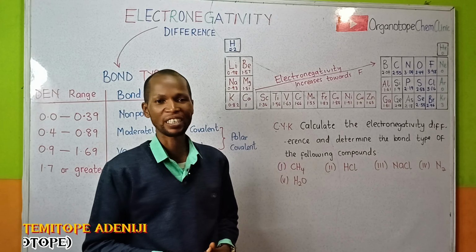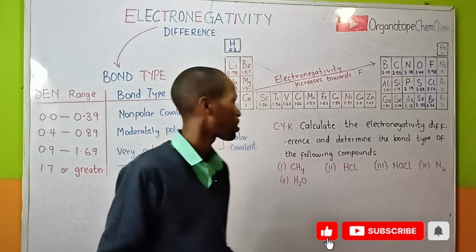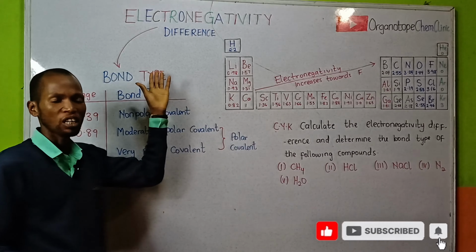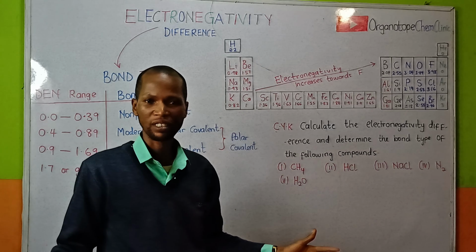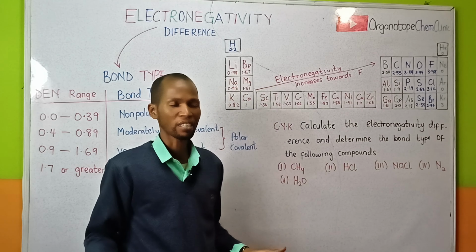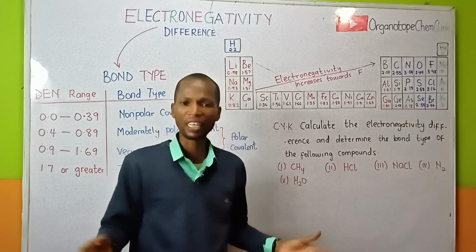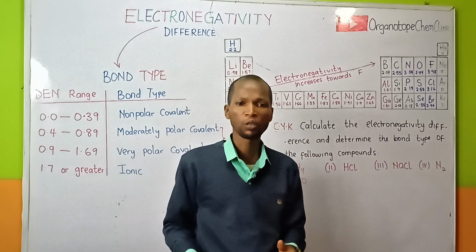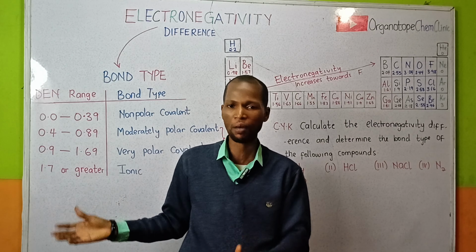I am Temitope Adeniji. In this episode of Inorganic Chemistry, we are going to be talking about the deduction of bond type from electronegativity difference. Recall from the previous video lesson on electronegativity, we defined electronegativity as the tendency of an atom to attract bond pair electron from a chemical bond.